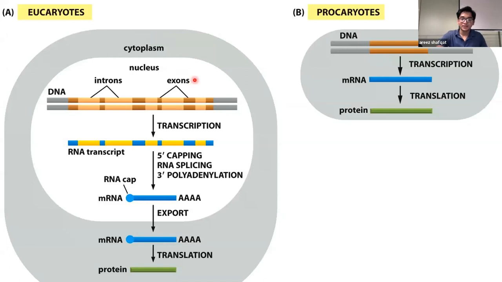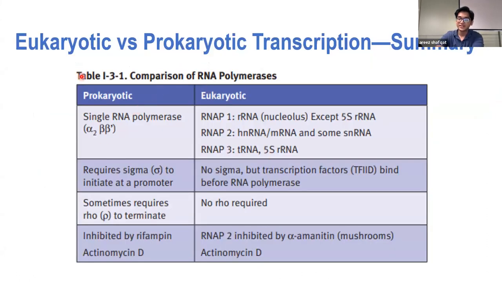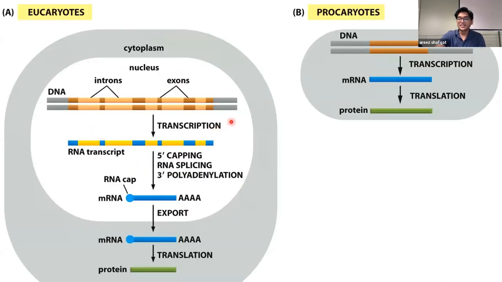Okay, so we stopped at this slide just to recap what we've covered. We've covered this table, which covered differences between prokaryotic and eukaryotic transcription. And this is another diagram illustrating that. In eukaryotic cells, we have a nucleus. DNA gets transcribed into mRNA. mRNA contains introns and exons. These blue regions are exons, these yellow regions are introns, which are basically junk. Introns are non-coding.